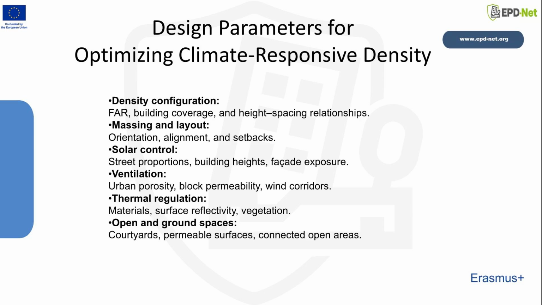Second, massing and layout play a crucial role. Building orientation, alignment with prevailing winds, and appropriate setbacks determine how urban form interacts with sun paths and airflow. Third, solar control must be carefully managed. Street proportions, building heights, and facade exposure influence both shading and solar access. The goal is to balance winter solar gain with summer protection.